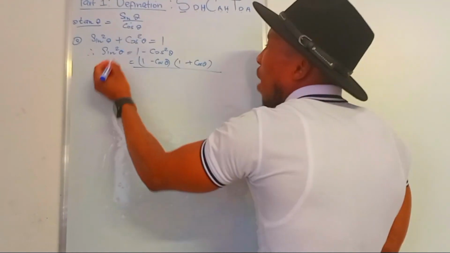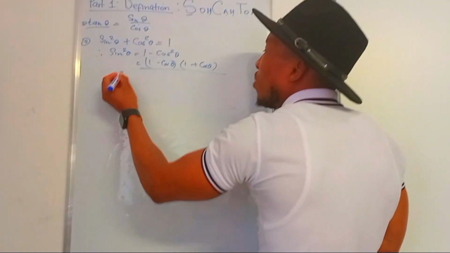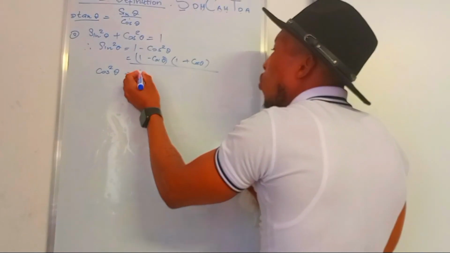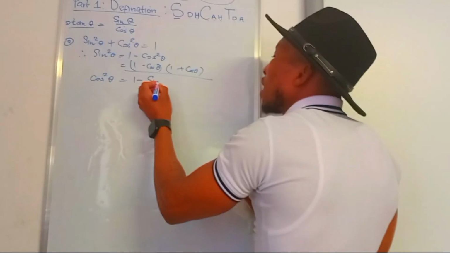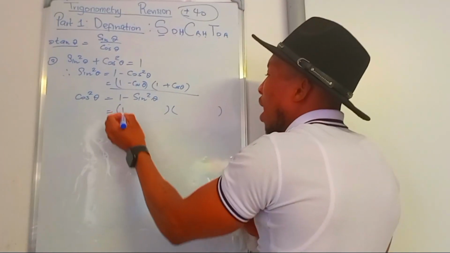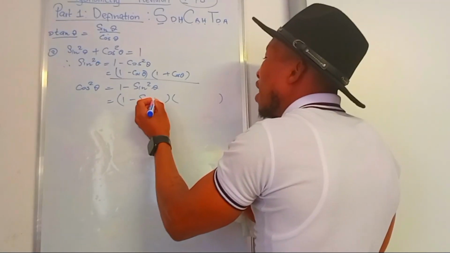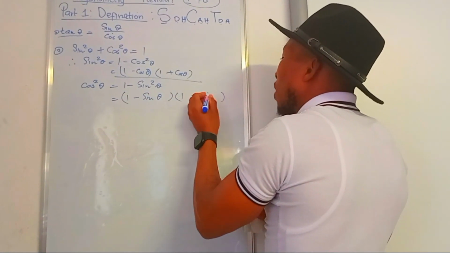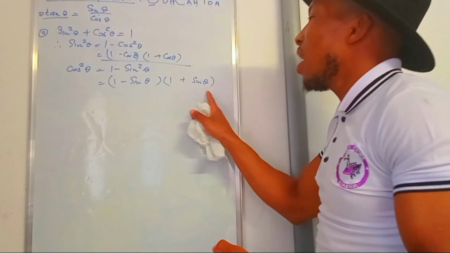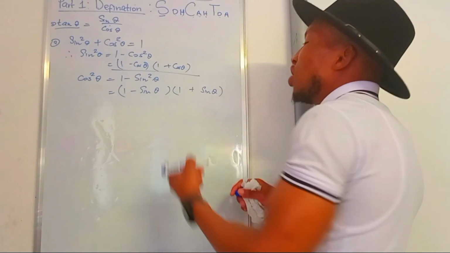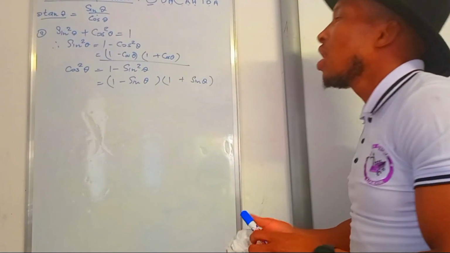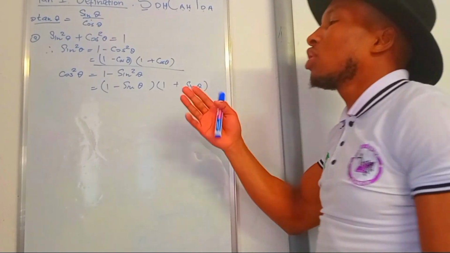You can simplify this one, and also this one. Cos squared theta equals 1 minus sin squared theta. Therefore, you can open two brackets also here: (1 minus sin theta)(1 plus sin theta). These are perfect squares. You can factorize like this because we need to know this factorization, since sometimes we use it when proving.